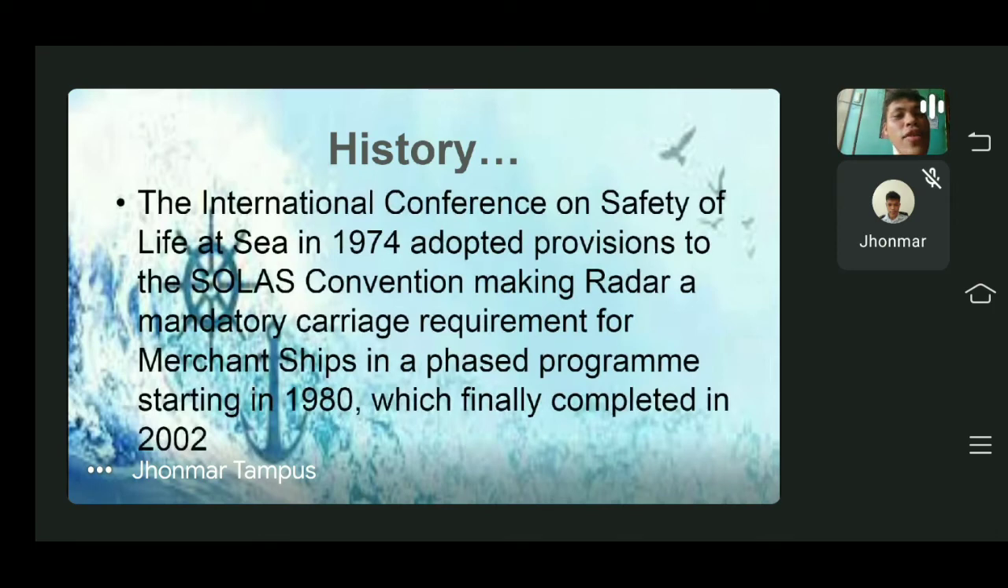The International Conference on Safety of Life at Sea in 1974 adopted provisions to the SOLAS Convention, making radar a mandatory carriage requirement for merchant ships in a phased program starting in 1980, which was finally completed in 2002.